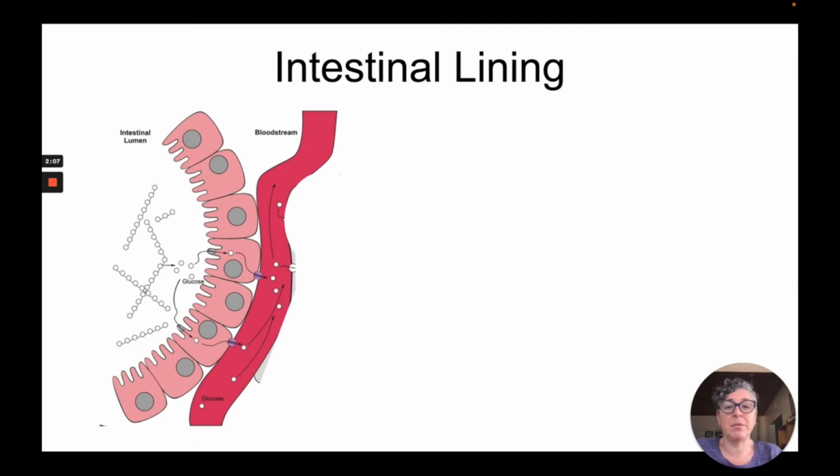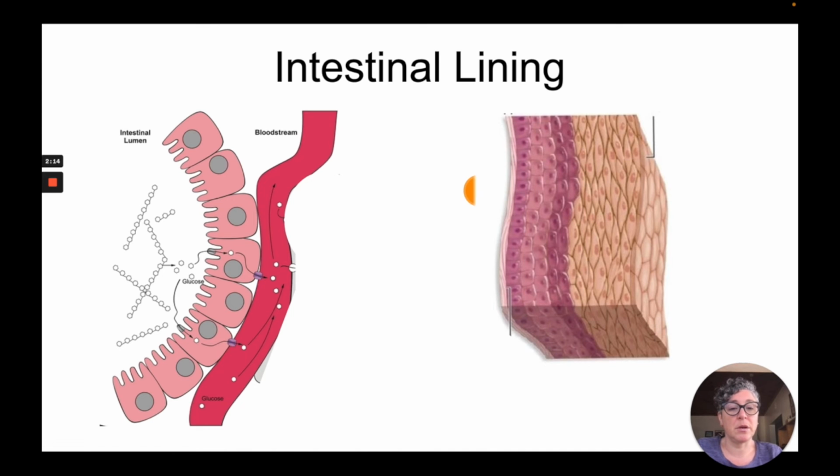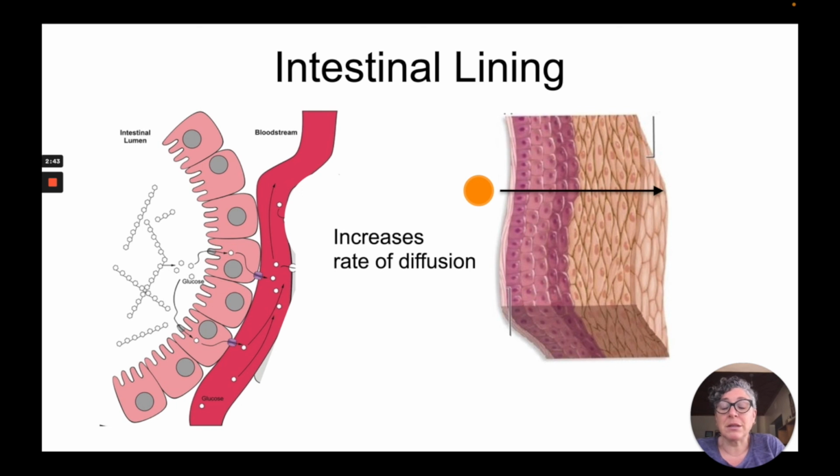Let's consider what would happen if the lining had more cells between the lumen and the bloodstream. So we'll just take this structure of cells. We've got this molecule that has to go through all of these layers of cells to get to the bloodstream on the other side. This, in fact, would make for an extremely long time for the molecules to diffuse through each of those cells to eventually get into the bloodstream. So by having the intestinal lining one cell thick, it's going to increase the rate of diffusion for those molecules.